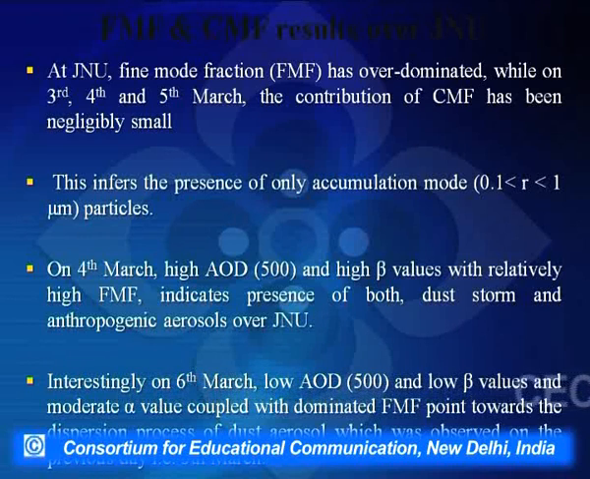At JNU, fine mode fractions have over dominated, while on 3rd, 4th and 5th March, the contribution of coarse mode fraction has been negligibly small. This infers the presence of only accumulation mode, that is between 0.1 to 1 micron particles. On 4th March, high AOD 500 and high beta values with relatively high fine mode fractions indicate the presence of both dust storm and anthropogenic aerosols over JNU.